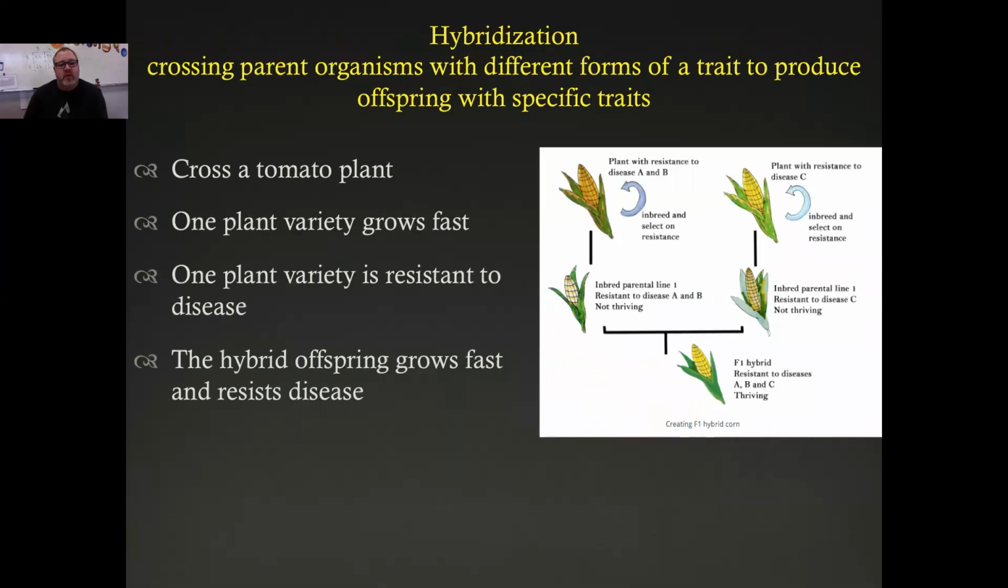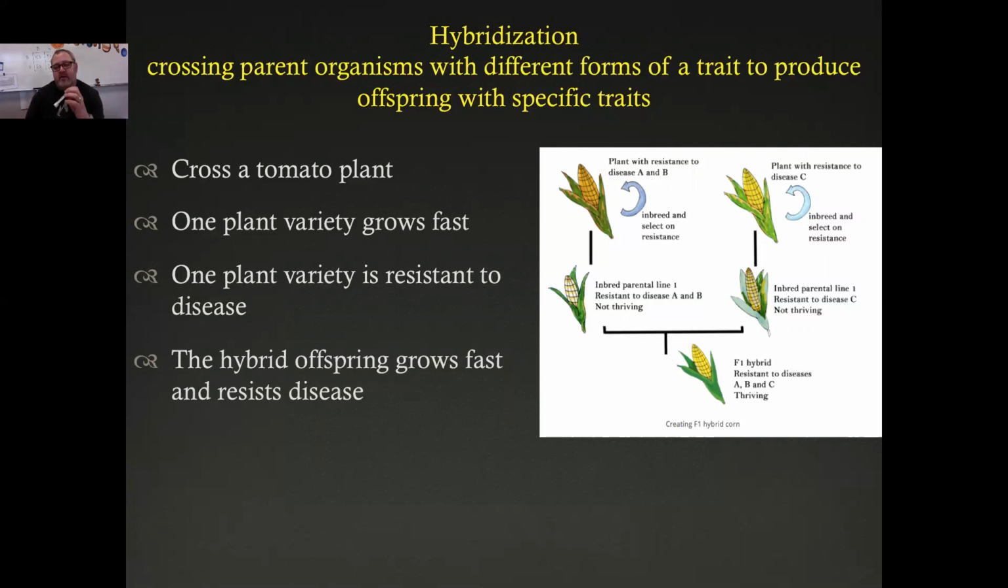Hybridization happens when you cross two parent organisms that have different traits. And when I say different, I don't mean like one is green and one is yellow. I mean completely different characteristics, like a tomato plant where one variety grows really fast, and one variety is resistant to some sort of disease. Well, if you breed those two together, you can hybridize that organism, and now you have a tomato plant that is a hybrid that grows fast and is resistant to disease.